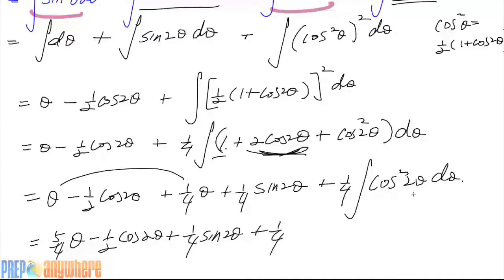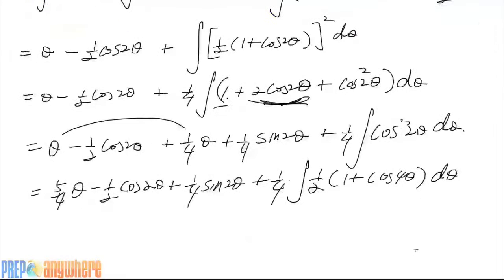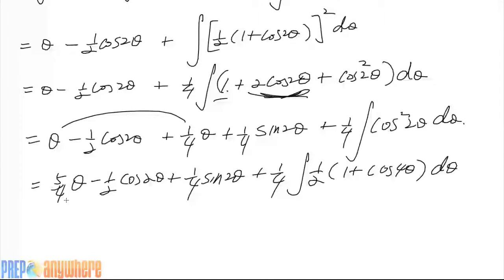Okay, now this here can be replaced with, again, a half times 1 plus, this time a double angle of 2 theta, which is going to be cosine of 4 theta. Alright, now we're almost done. So it's 5 over 4 theta. Alright, that's going to be 1 over 8.